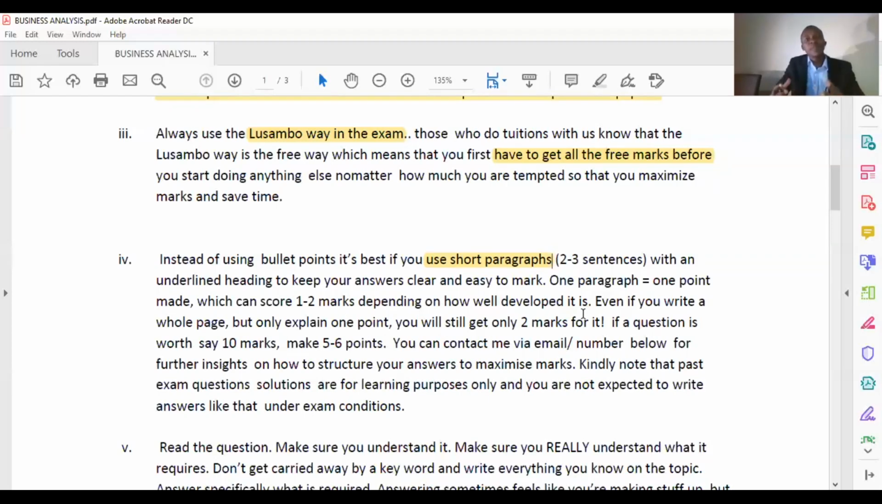Even if you write the whole page, you must understand that if you simply mention 1 point in that page, you are only going to get 2 marks. You won't get anything more than 2 marks. Hence, don't waste time explaining things that are irrelevant.